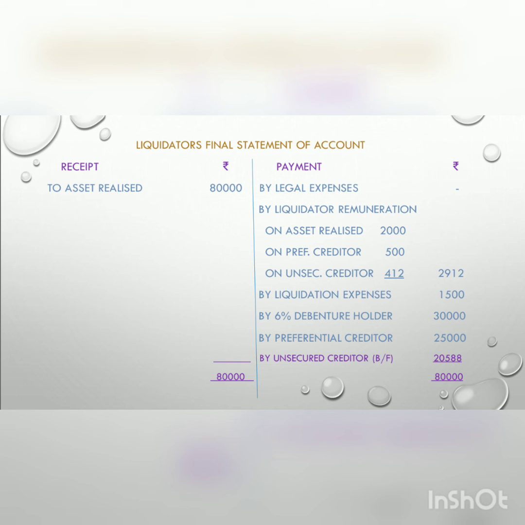Then liquidator remuneration as rupees 2,912, enter it. Then liquidation expenses, rupees 1,500, then 6% debenture holders, rupees 30,000, then preferential creditors, rupees 25,000. Now tally both sides. By totaling the sum, the receipt side is overvalued by rupees 20,588. This rupees 20,588 is the amount payable to unsecured creditors. So on the payment side, enter unsecured creditors as the balancing figure and enter rupees 20,588. Now both sides are tallied and equal.